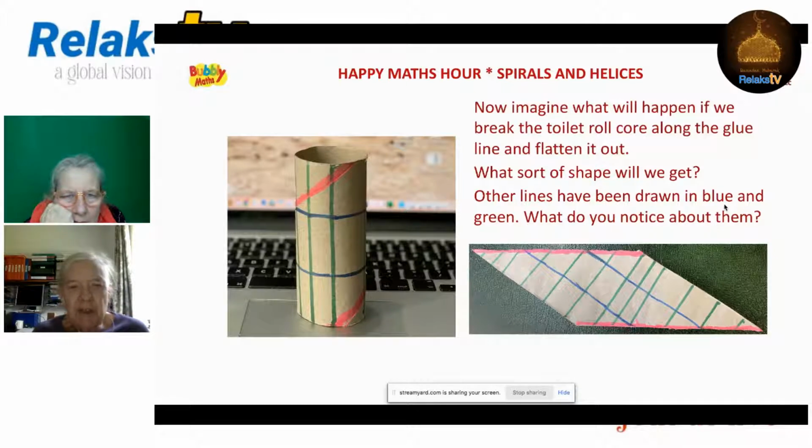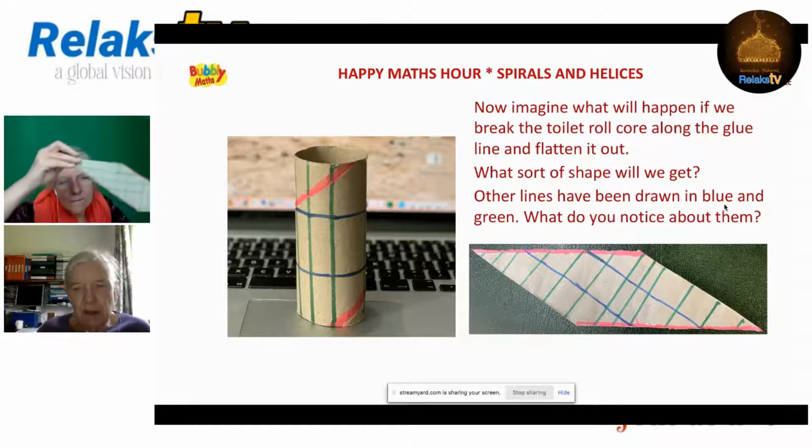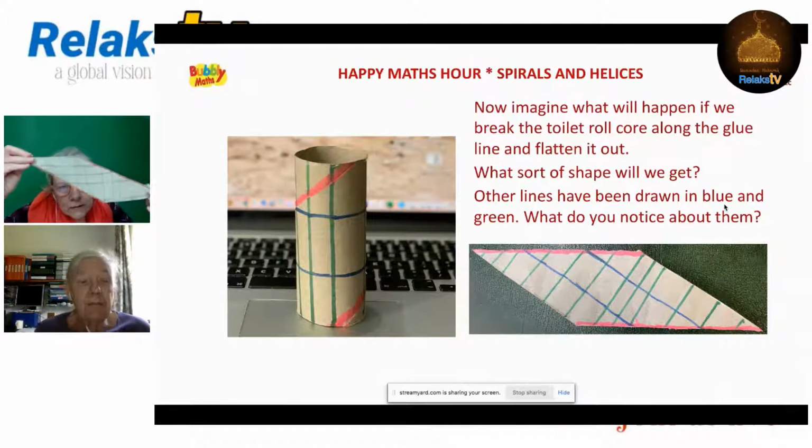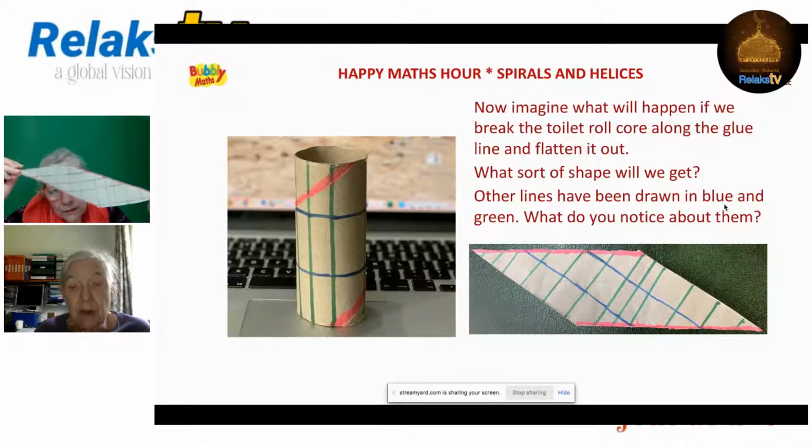Well, what's interesting is that the vertical lines are still parallel. I didn't space them evenly or anything. I just wanted to show that straight lines are preserved. These straight lines are parallel to the axis of the cylinder, so that circles become straight lines.